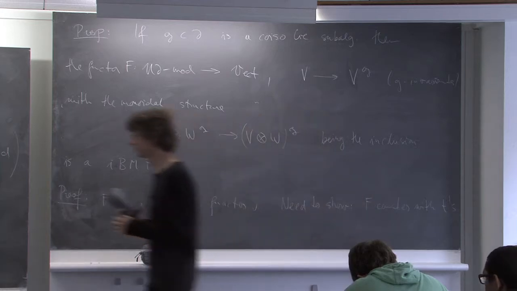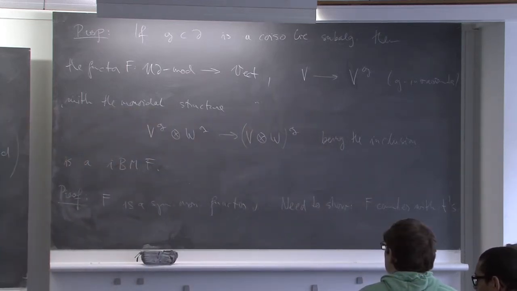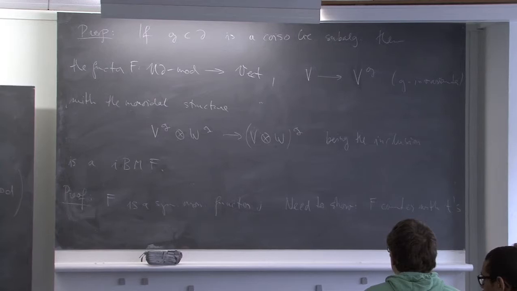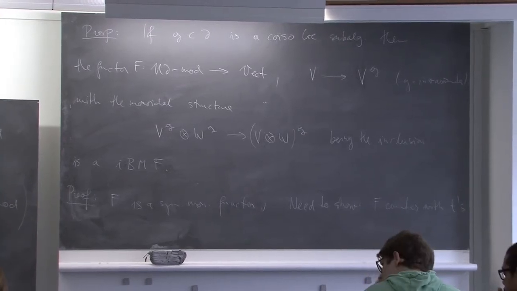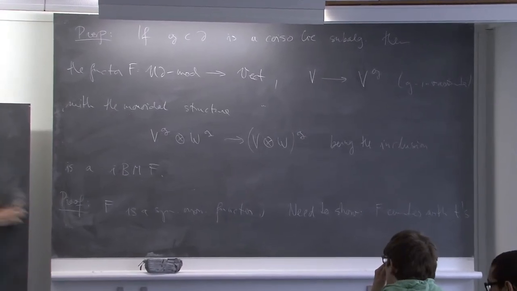So let's verify that this F indeed commutes with these. So what does it actually mean? What we need to verify?